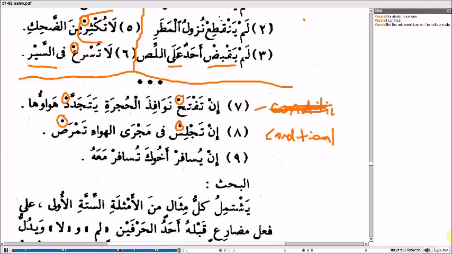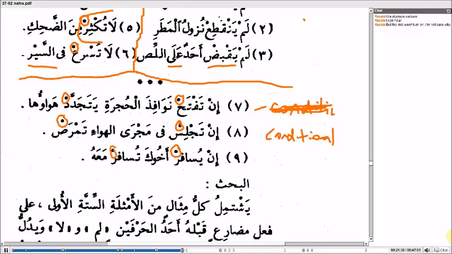Yusafir akhuka tusafir ma'hu. Now, in yusafir akhuka, if your brother travels, tusafir ma'hu, then travel with him. Or then you travel with him.